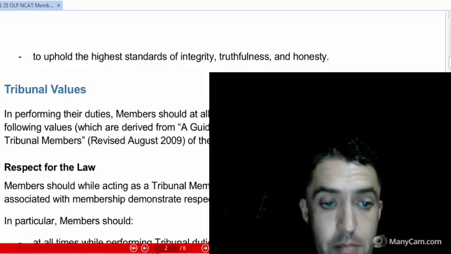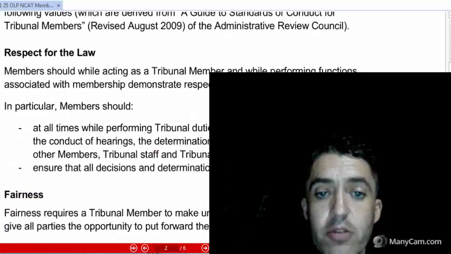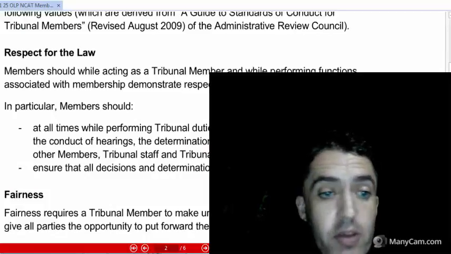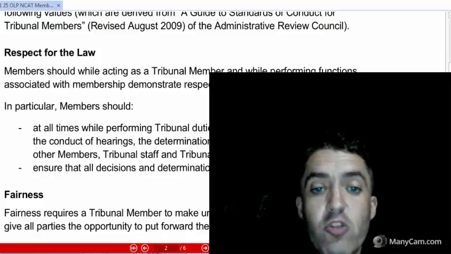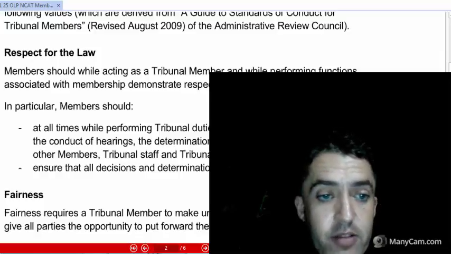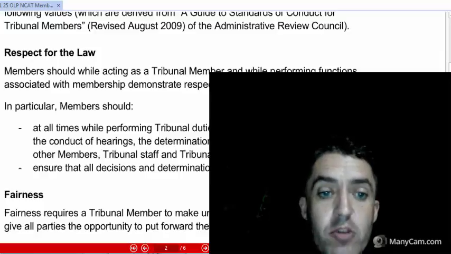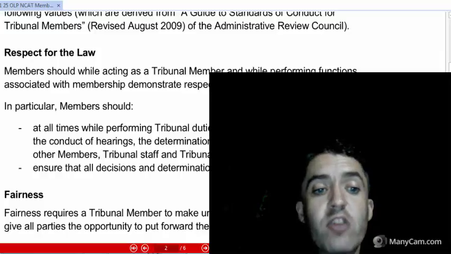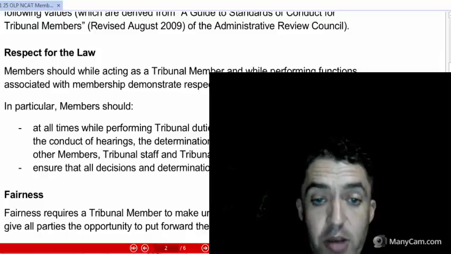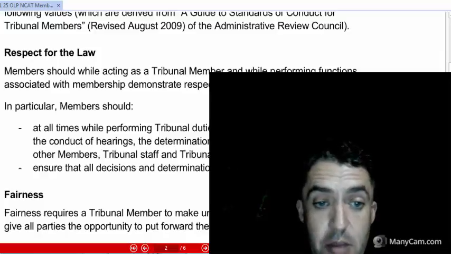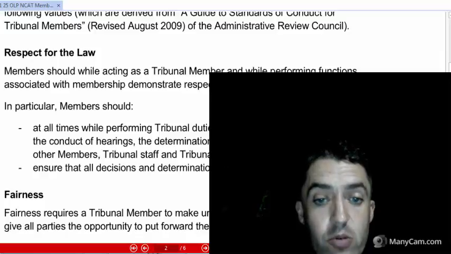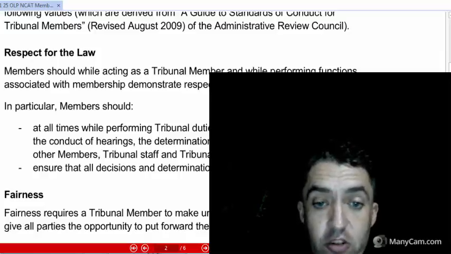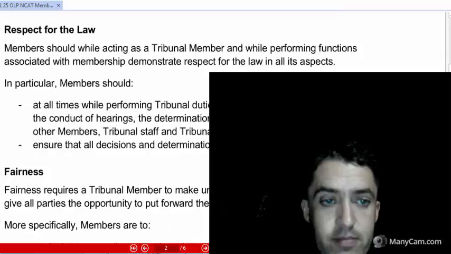Respect of law. Members should, while acting as tribunal member, and while performing functions associated with membership, demonstrate respect for the law in all its aspects. In particular, members should, at all times while performing tribunal duties, comply with the law in relation to the conduct of hearings, the determination of matters, and interactions with other members, tribunal staff, and tribunal users. Ensure that all decisions and determinations are legally and well-founded.